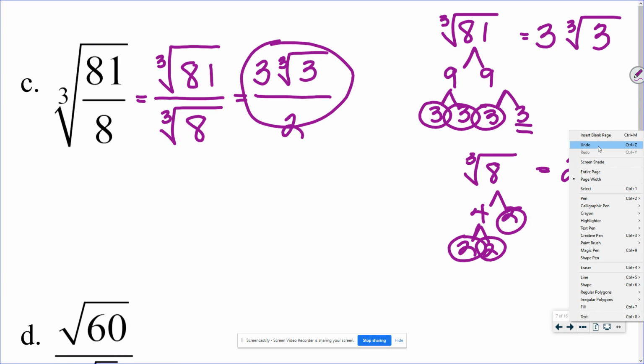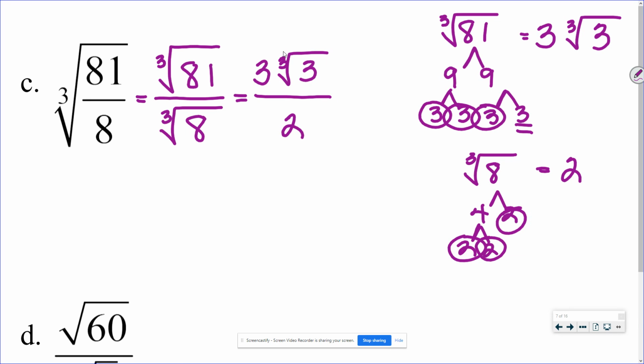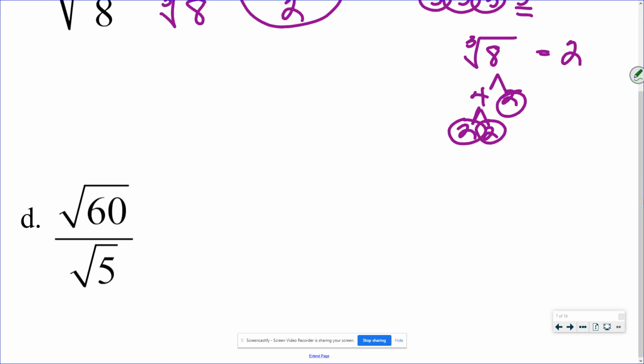Goodness sake, that was horrible. Let's try that again. There we go. Oh, that's a little better. Okay, good enough. All right, last one here.